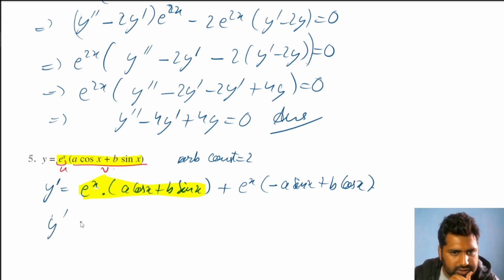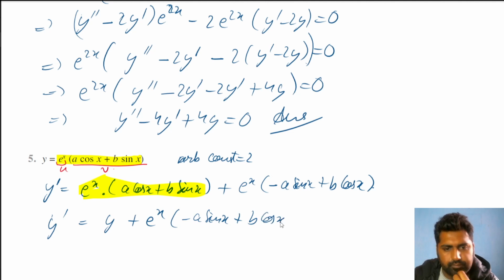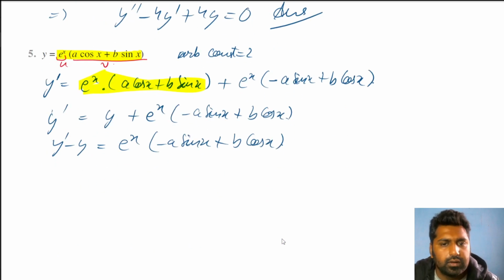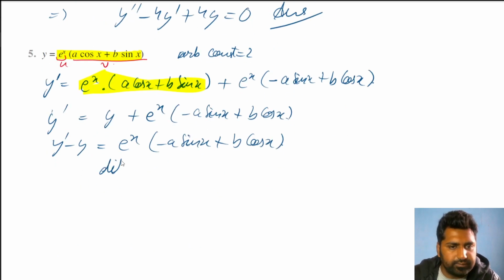Now y dash we have differentiated, so y dash is y plus e raised to power x times (minus a sin x plus b cos x). So I can say y dash minus y is e raised to power x times (minus a sin x plus b cos x). All right, then differentiate again. So y dash minus y is e raised to power x.